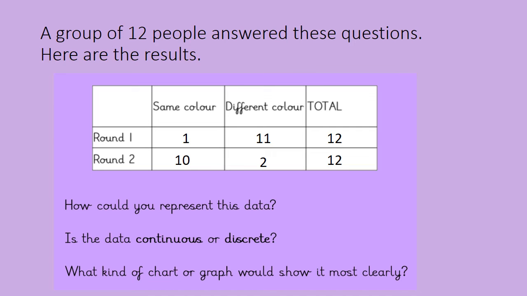This is discrete data, not continuous data. It does show the difference between the first round and the second round, but it doesn't show how things change over time. So good options for representing the data would be pie charts or perhaps a stacked bar graph.